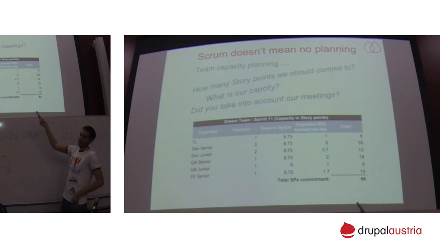Yes, for example, I can tell you what I have calculated: half of the day we spent in sprint planning, half of the day we spent in retro and demo, and then a quarter of the day spent in daily standups. And that's why I get 8.75. This is the time that we expect the developer is sitting and working on the tasks, because if he or she goes to a meeting, that's not doable.